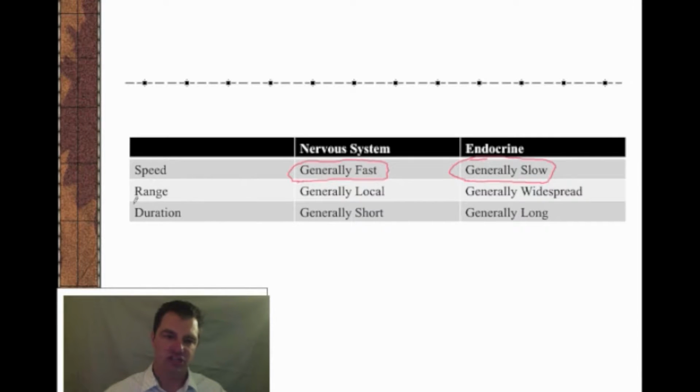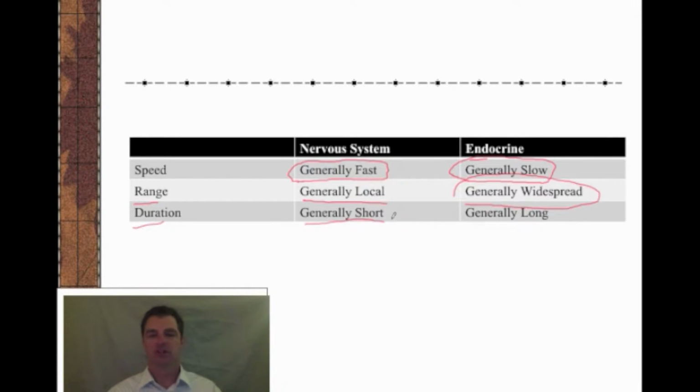In terms of the range of the area affected, the nervous system tends to be pretty localized, meaning you send a nerve impulse from one end of a cell and it reaches, say, your finger. So when you move your fingers or your arm, it's localized to that area. It's not moving your entire body. Whereas something like growth hormone, once again, in the endocrine system is generally widespread. It's going to be secreted by one group of cells, but it's going to target quite often a large group of cells.